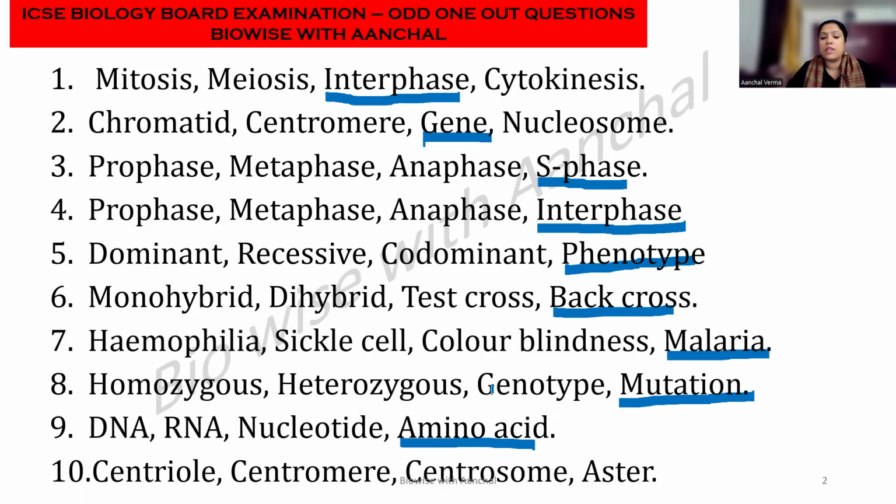Next one, centriole, centromere, centrosome, aster. Now, centriole, there are two objects which are perpendicular to each other and they have radiating fibers around it. That is called the centrosome. So, centrioles and centrosomes and the aster fibers make up the spindle apparatus, that is mitotic spindle apparatus, right? So, these are all the components of centrosome during the cell division. Centromere is a part of a chromosome. Understood? Moving to the next.